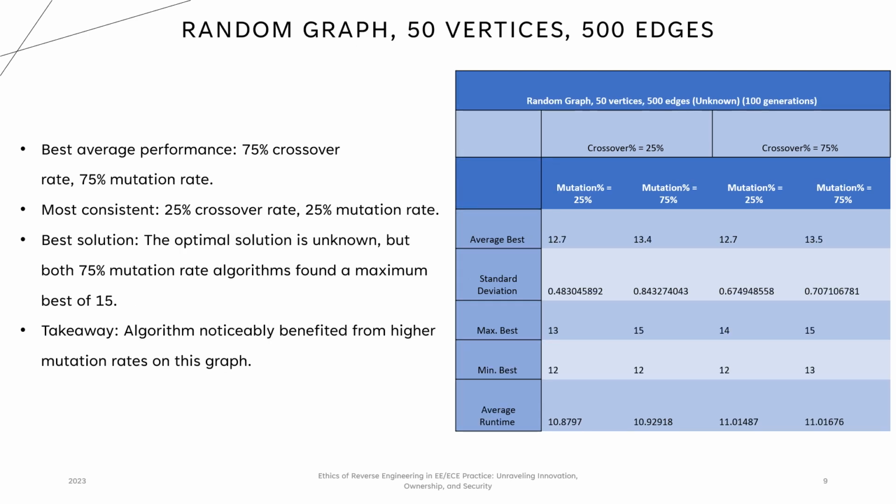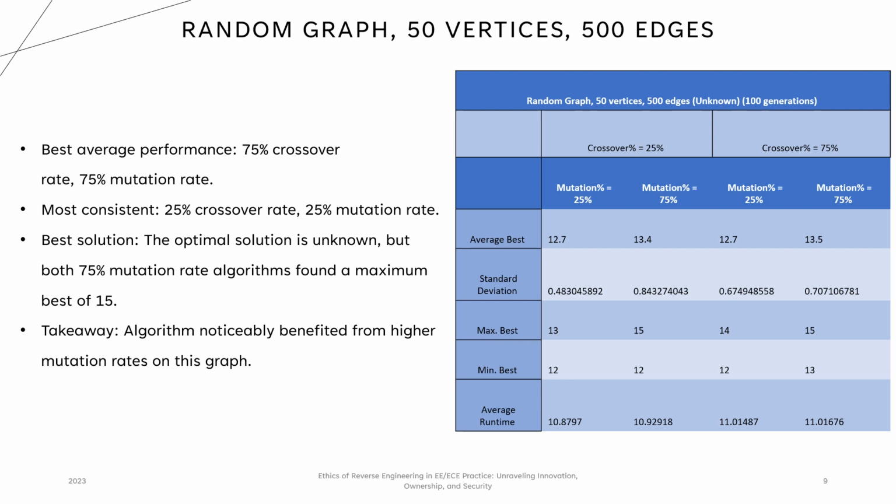So next I'm going to talk about the results of testing on the randomly generated graph with 50 vertices and 500 edges. I want to make a note here that for these 2 randomly generated graphs, I did make the requirement in the script that I wrote that all vertices generated must have at least one edge connected to them. That way there's no floating vertices.